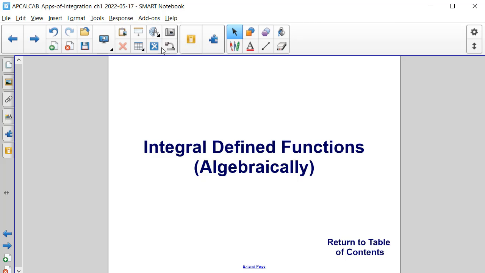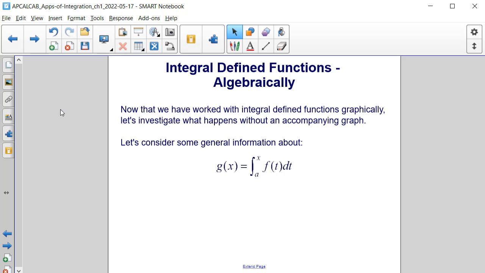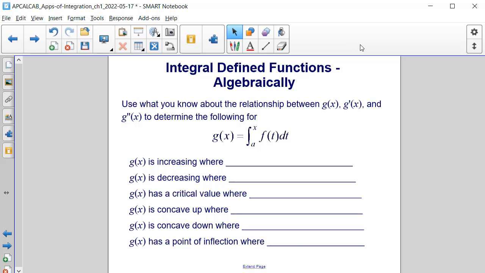Integral defined functions algebraically. Now that we have worked with integral defined functions graphically, let's investigate what happens without an accompanying graph. Let's consider some general information about g of x, which is equal to the integral from a to x of f of t dt. Let's use what we know about the relationship between g of x, g prime of x, and g double prime of x to determine the following information about g of x.